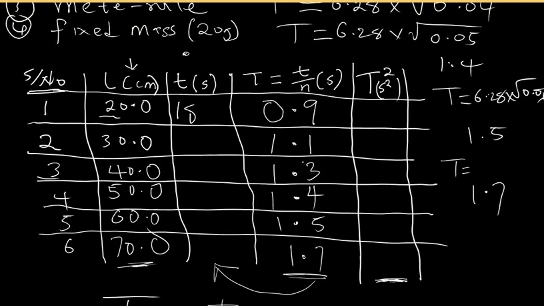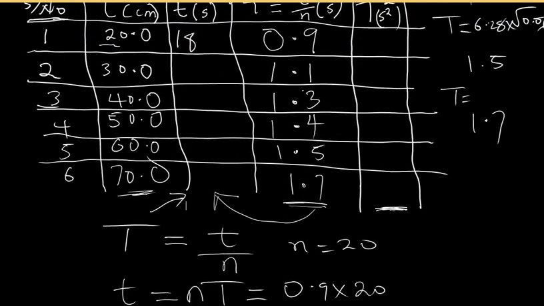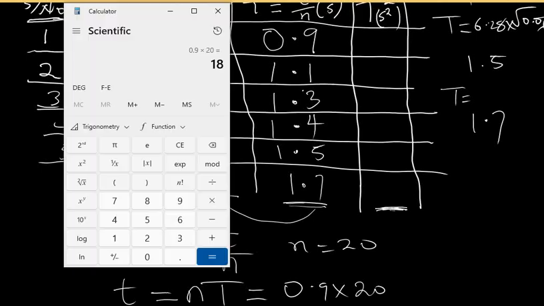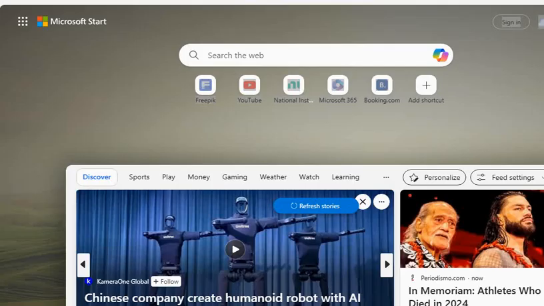I will allow you to fill this column by yourself, so let me not waste time. Let me get the square of my period so that I can draw the graph. The square of the period, 0.9 squared, should give me 0.81 if I'm not mistaken.